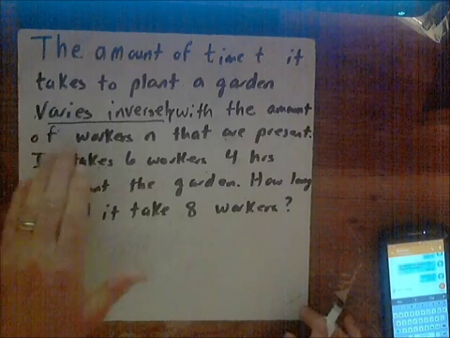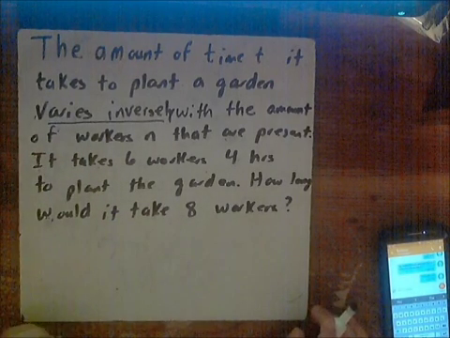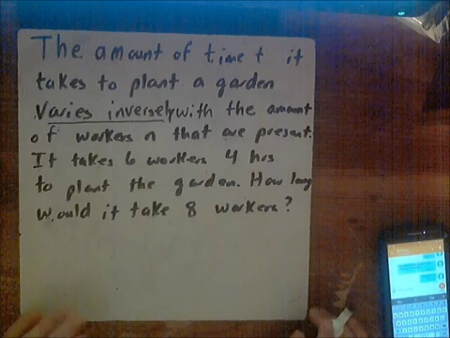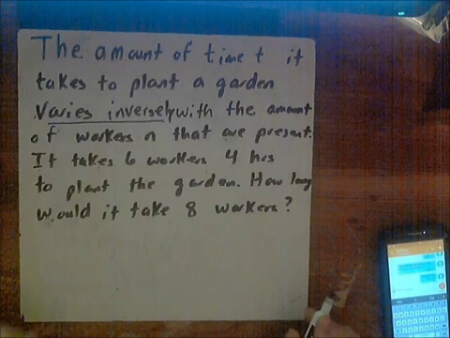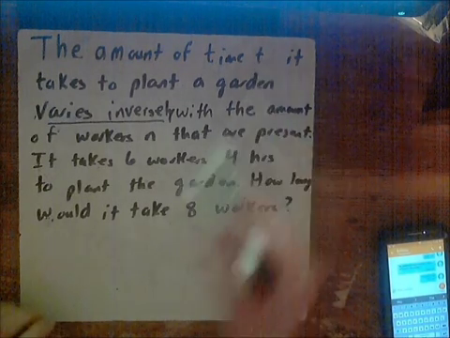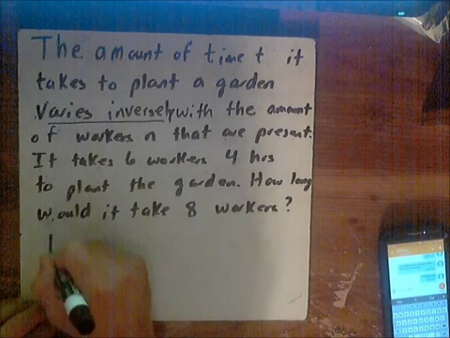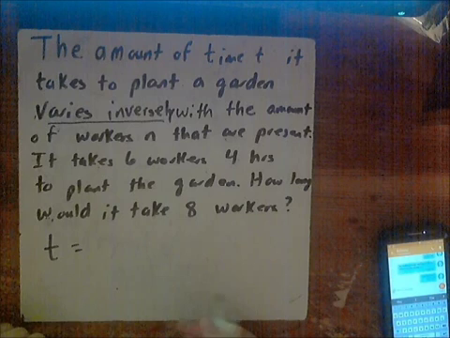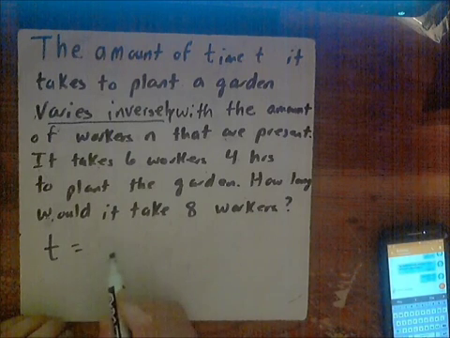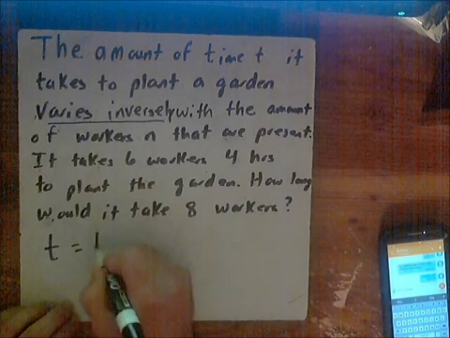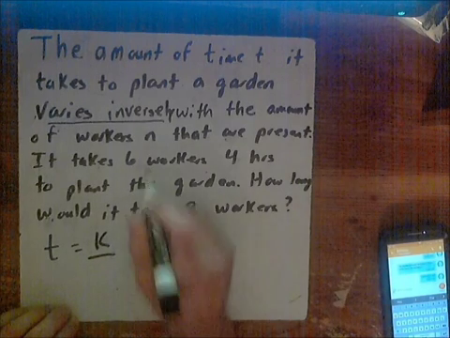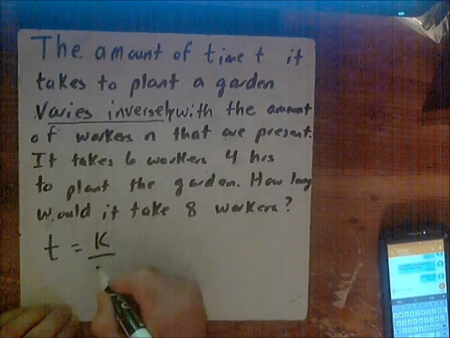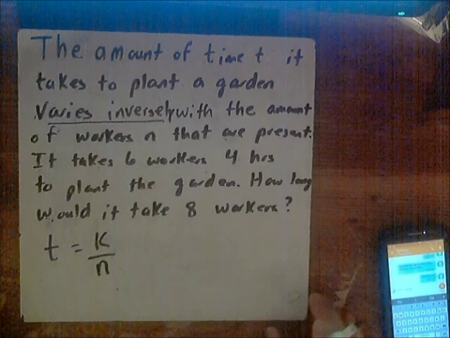When you see varies inversely, a simple proportion is not going to work here. We have to set up a little bit differently. We're going to take the first variable we see, which is our T. We're going to write it first. And if you remember from the notes, for inverse variation, it's not T equals K times the other variable. It's actually T equals K divided by the other variable. And the other variable here is N. So T equals K divided by N.